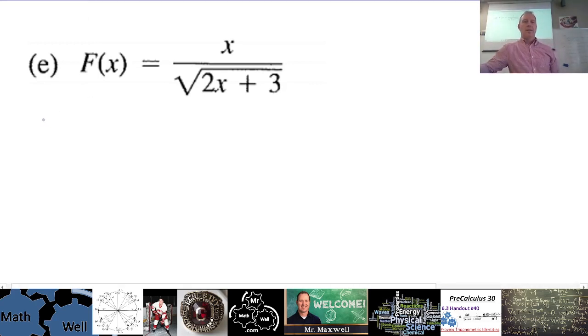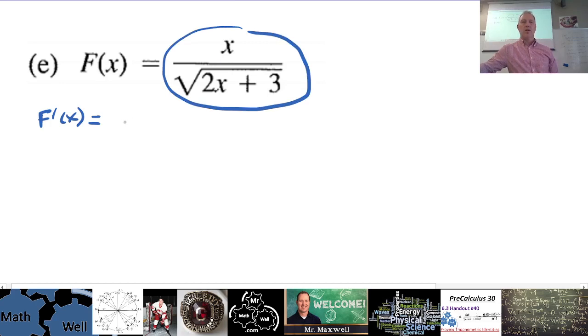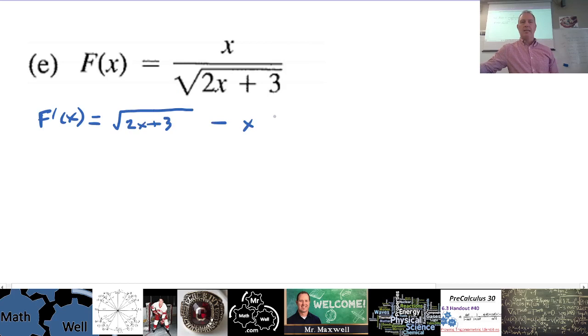Okay, so this one I see quotient rule, and I also see chain rule because of the function within a function here. So let's do this thing. F prime of x is going to be quotient rule. That's the big picture. So let's do derivative of the top, which is just 1 times the bottom, root 2x plus 3, minus the top, which is x times the derivative of the bottom. Okay? So we're big kids now, so we can find the derivative of this.